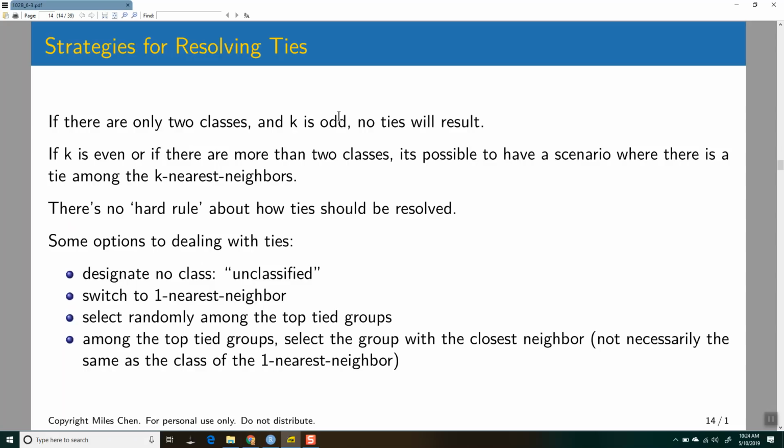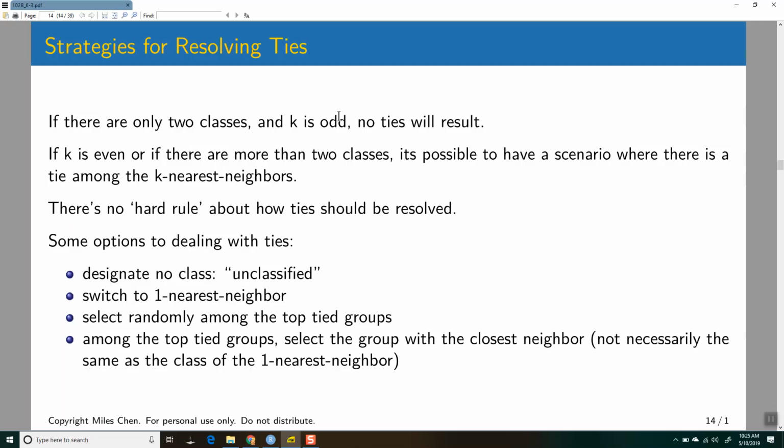So if K is 5 and you got 2A, 2B, and 1C, you can just randomly select between A and B, those tied groups, okay? Or lastly, you can say among the tied groups, select the group with the closest neighbor, okay? Which is not necessarily the same as switching to the one nearest neighbor.